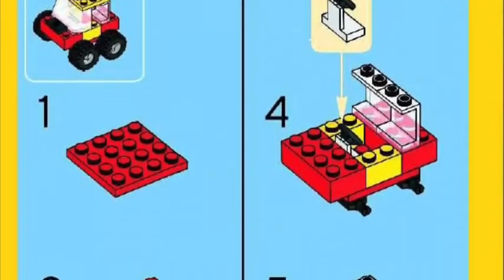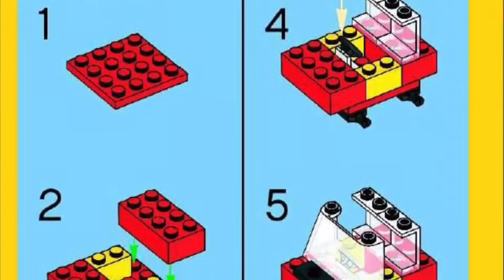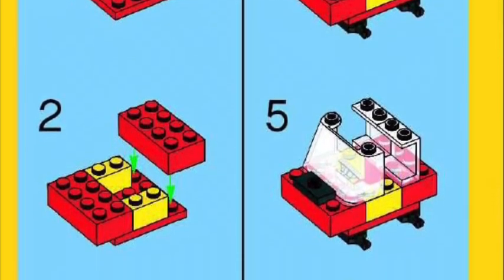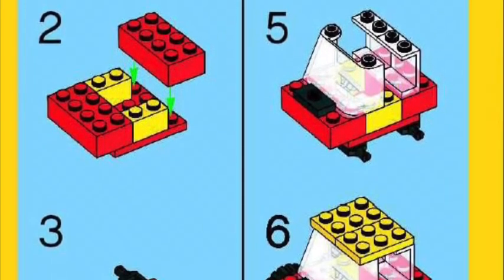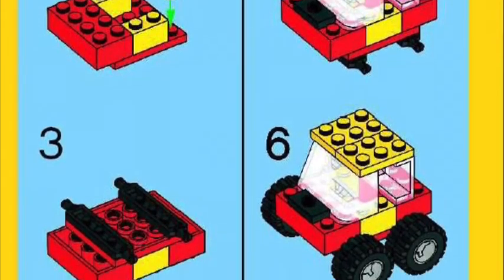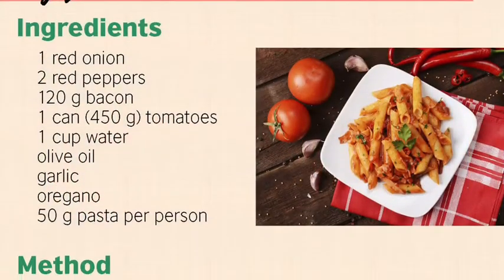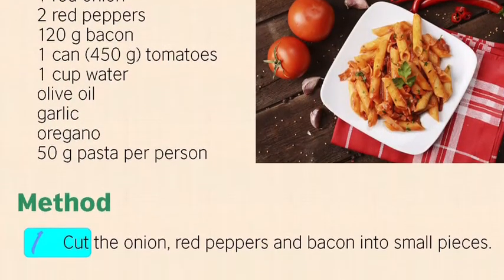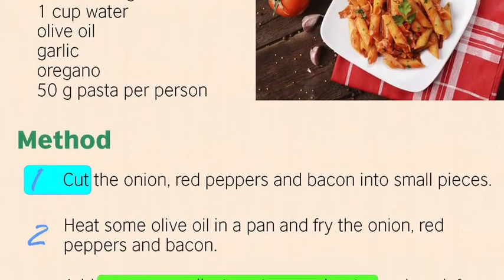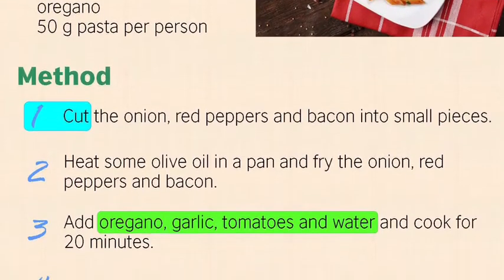So what do we use instructions for? Have a think. Can you think of any reasons why we might need to use instructions? There are loads of things we could use instructions for. Here's an example of using instructions to help us build our favourite Lego models. We might use instructions to teach us how to cook a tasty dish, such as this delicious pasta bake.